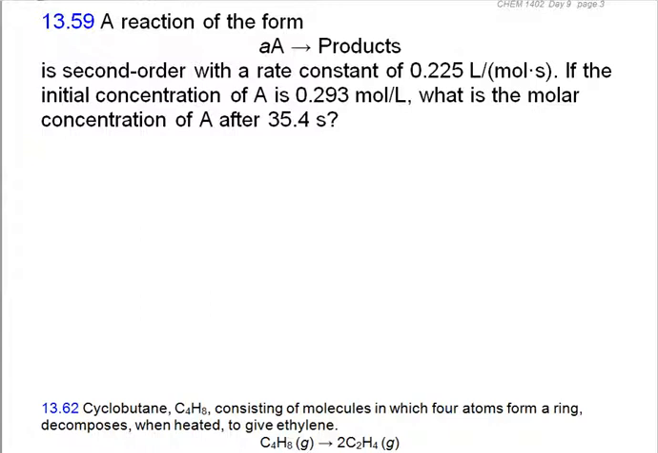Let's pick on Jonathan. What variable in this cheat sheet with all these equations, which variable are they after in this question? Read the question. It wants, what is the molar concentration of A after 35.4 seconds?